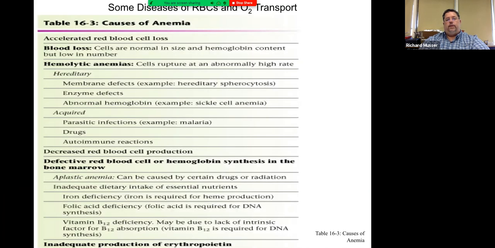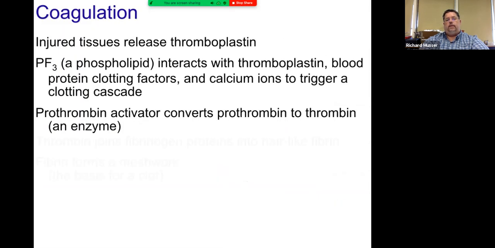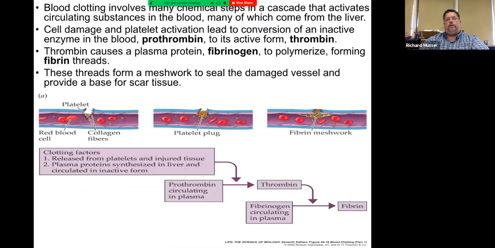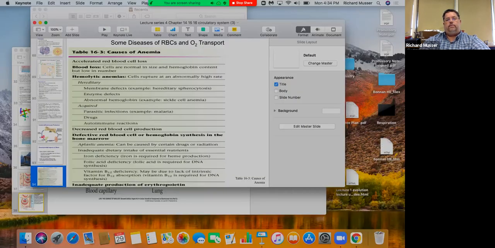So I think that's a pretty good area to stop. Next time we get back together, we're going to talk about anemia and blood loss and hemostasis. How does the body stop you from bleeding to death? So that's what we're going to focus on next time. Let's see if there's any quick little videos that I can throw in there that might help to explain some of this.